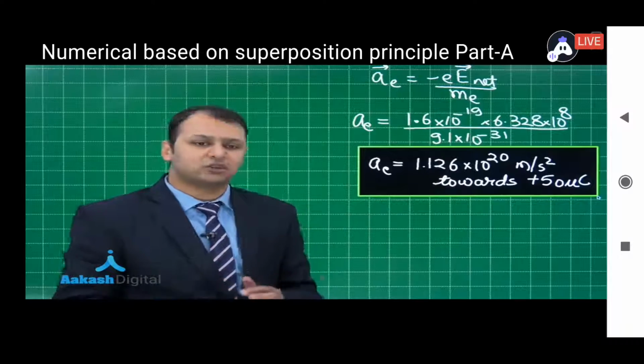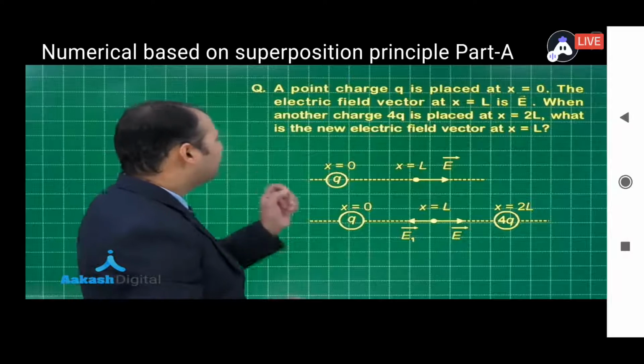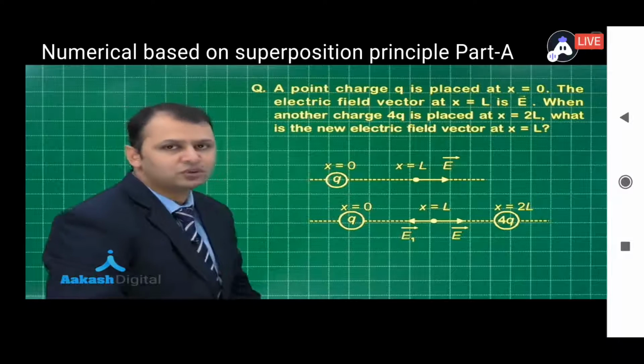Now let's take the next question, that is question number 2. Now in this question we have to find, a point charge q is placed at x equals to 0.